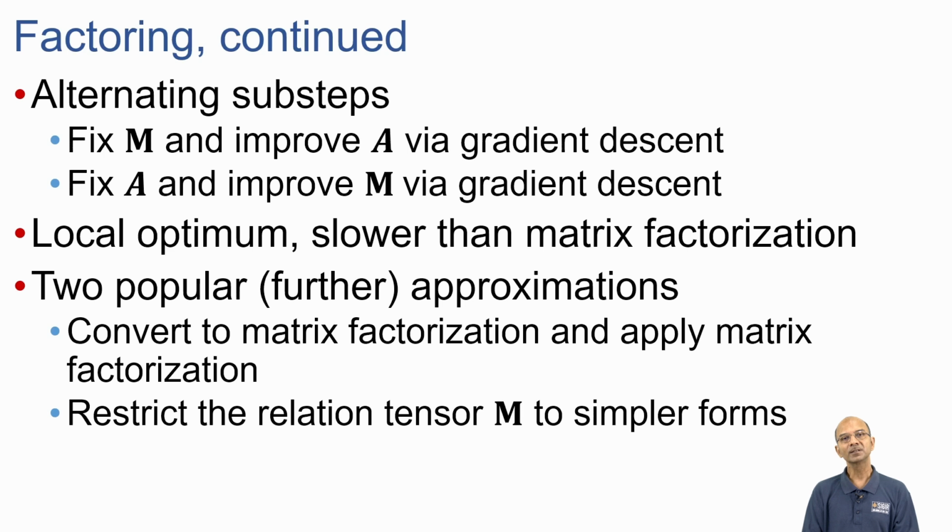Unlike singular value decomposition, a unique optimal solution is not guaranteed. We can only get to a local optimum, and the process is also slower than matrix factorization, which is highly optimized. To address these difficulties, two main approaches are known. The first is to somehow convert this 3-axis tensor factorization into a 2-axis matrix factorization and then apply singular value decomposition. The other approach is to take our main troublemaker, the tensor M in between, and restrict it to occupy only simpler forms, and then the optimization can again become easier.